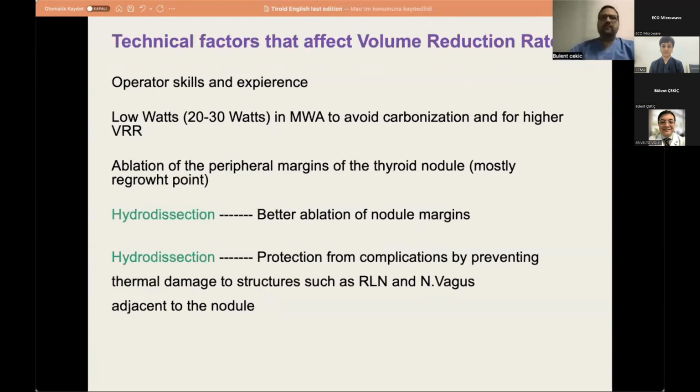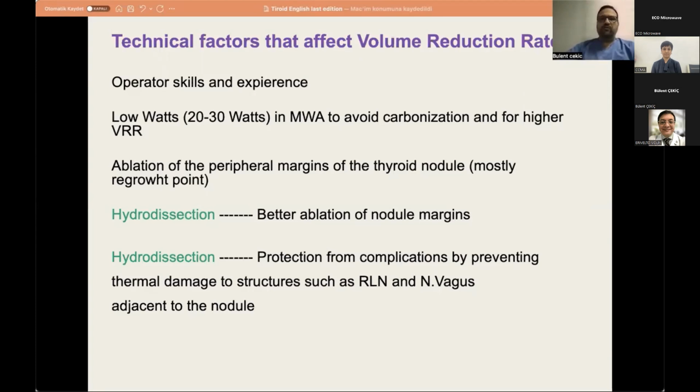And there are some technical factors that affect the volume reduction rate. The first is the operator's skills and experience. The second is that in microwave ablation, we use low watts to avoid carbonization and for a higher volume reduction rate. Ablation of the peripheral margins of the thyroid nodule is very important because that is the most common regrowth point, because the feeding vessels of the thyroid nodule enter from the peripheral margins.